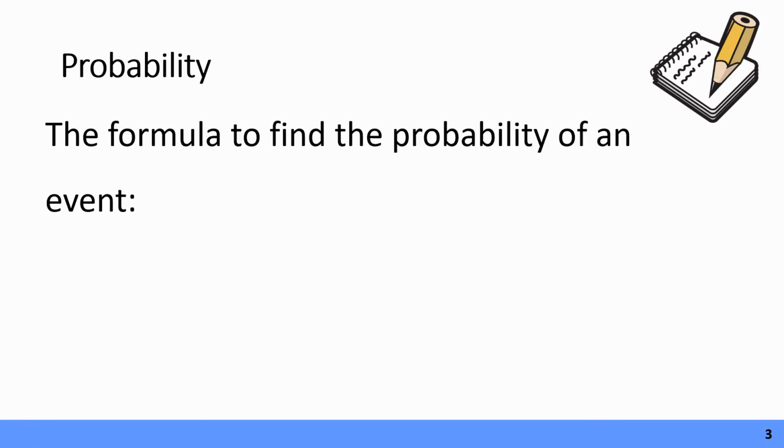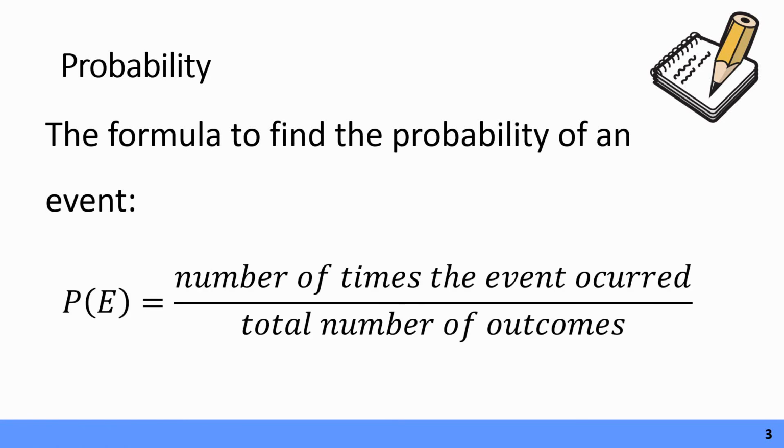Now, when we're talking about probability, there is going to be a formula we're going to be using. So to find the probability, we're going to be using the formula below. When I ask you, what is the probability of a certain thing happening? It's always going to be the number of times the event occurred. It's going to be your numerator. And your denominator is going to be the total number of outcomes. This is the main thing you have to take away from the formula. The denominator is always going to be your total.